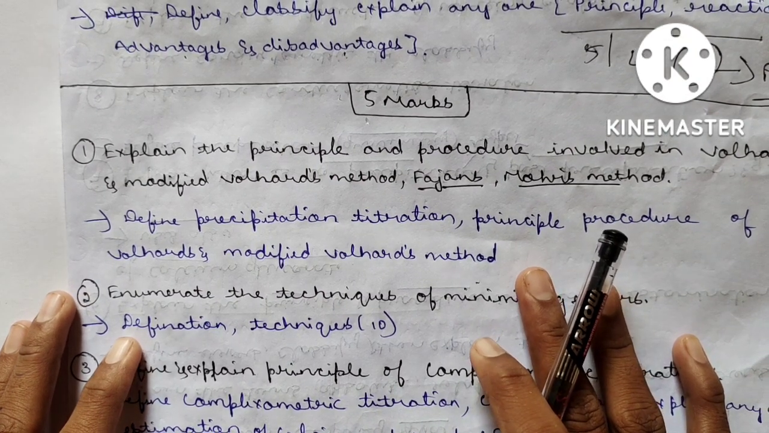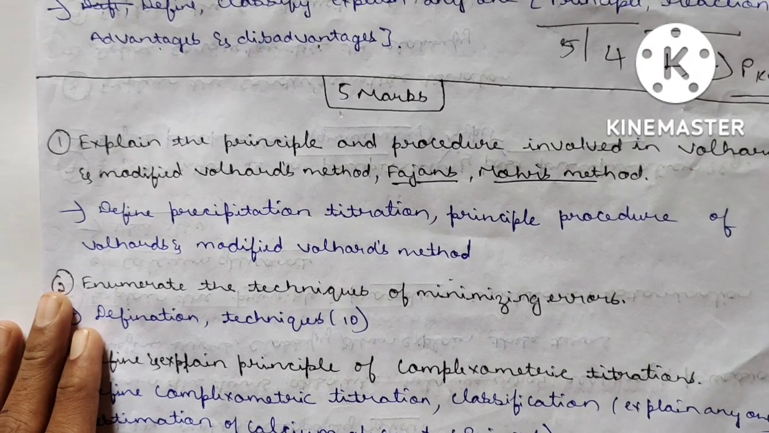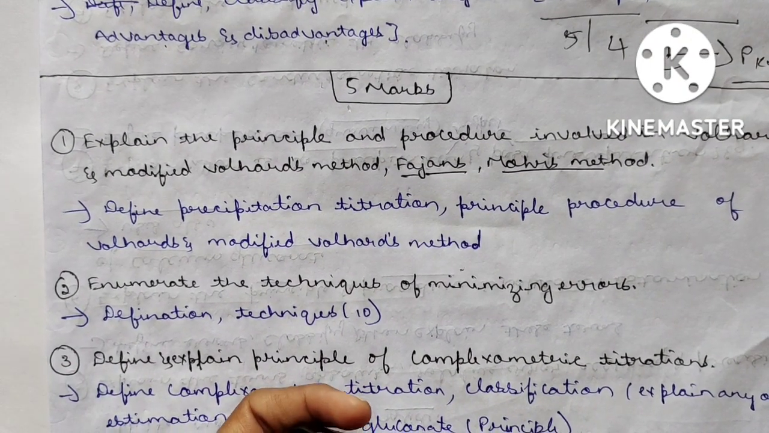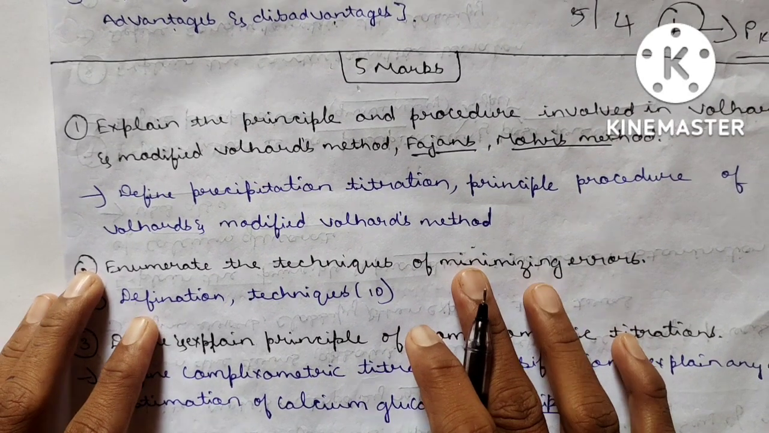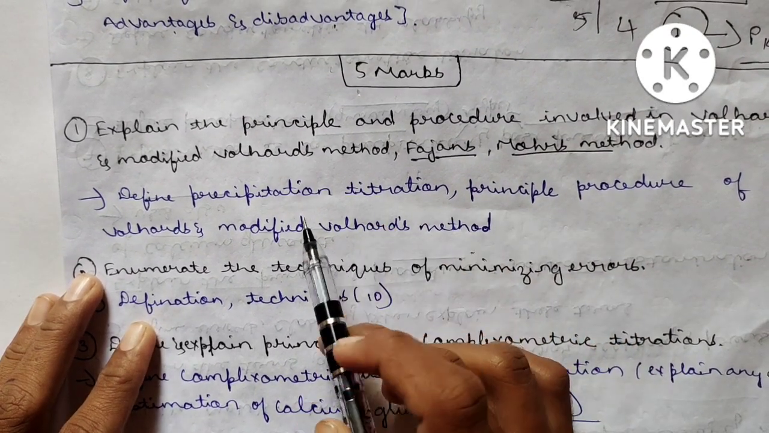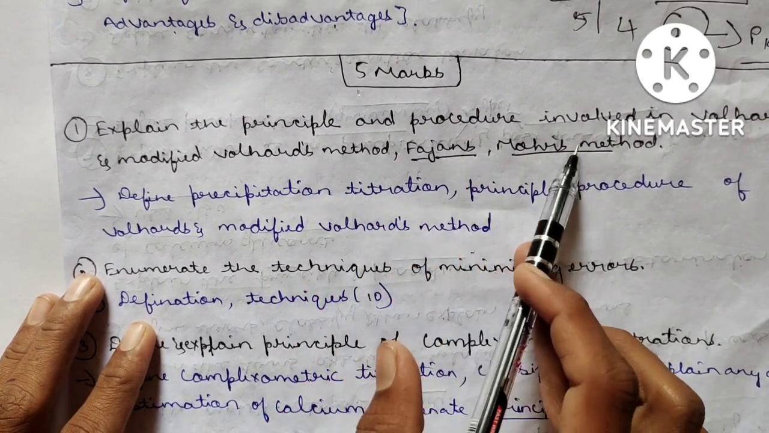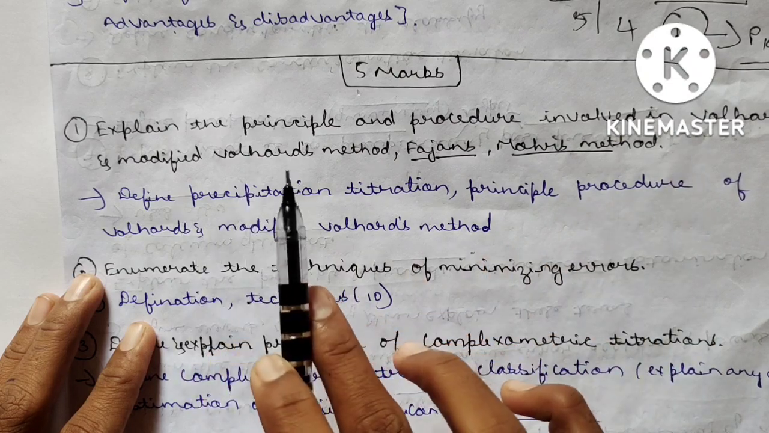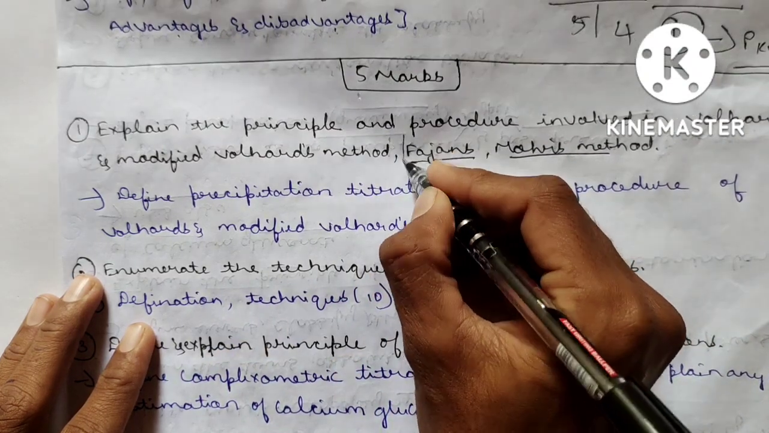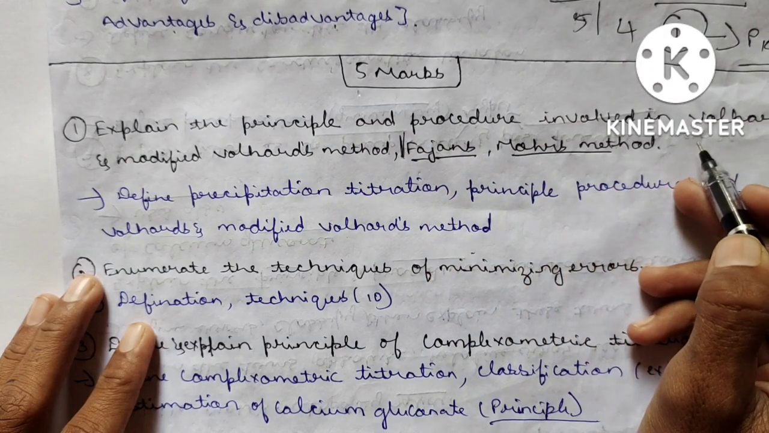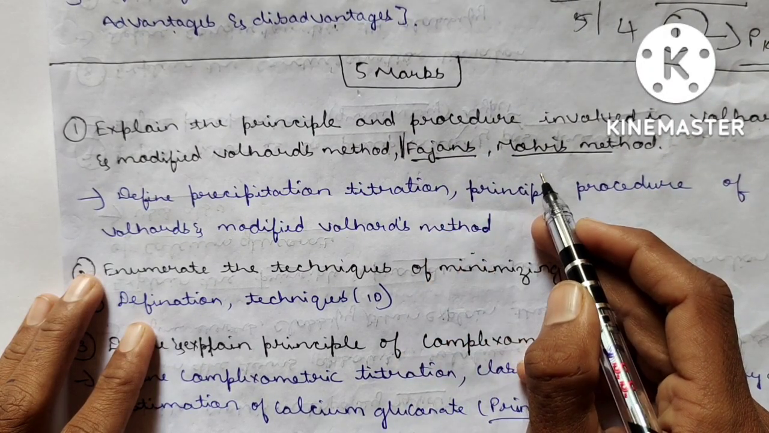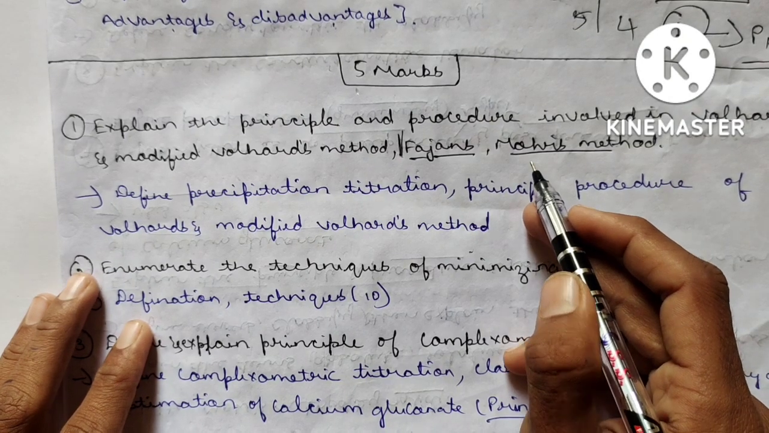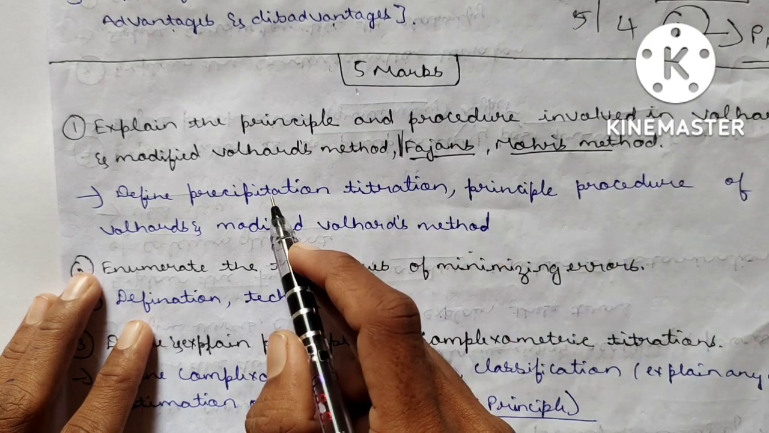See the first question: explain the principle and procedure involved in the Volhard's and modified Volhard's method, and give the Fajans and Mohr method. First, I will tell you what they will ask. They will directly ask the principle and procedure involved in the Volhard's method and modified Volhard's method. Either they will ask Volhard's method, or Fajans method, or Mohr method. In Mohr method, one category is there. I will tell you later, don't worry.